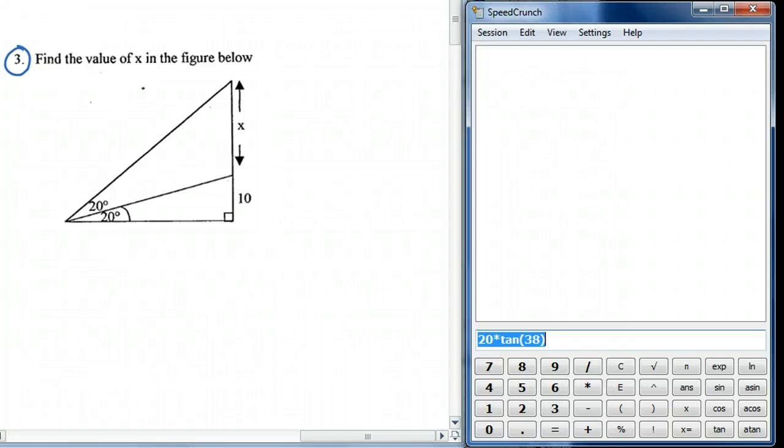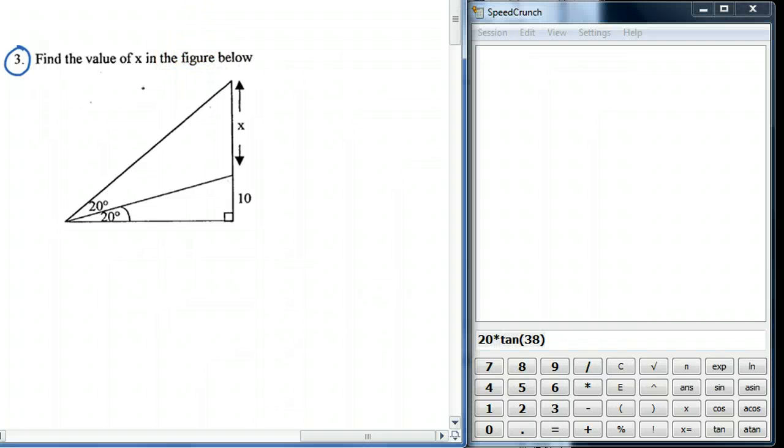Hello, in this video we're going to work through this problem here, and we want to find the value of x in the figure below. To help with explanation, the first thing I'm going to do is add some labels here so we can see. With this problem, I'm interested in this distance x, which is from here to here.